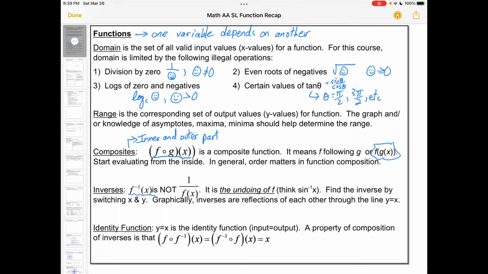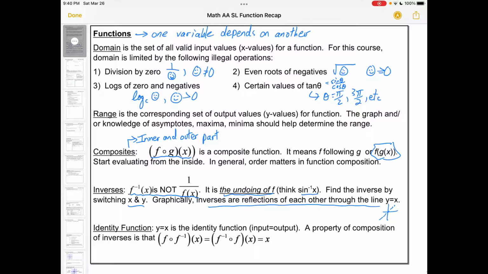Inverses. f inverse of x is not just 1 over f of x. The inverse is the undoing of f. So if f was add 3 to a number, the inverse would be subtract 3 from that number. Inverse sine is a good example of an inverse. When you take the sine of an angle, you find a ratio of sides. When you do inverse sine of some sort of ratio, then it gets you back to the angle. We find the inverse by switching x and y. And graphically, inverses are reflections of each other through the line y equals x. And y equals x looks just like this, a 45-degree line.